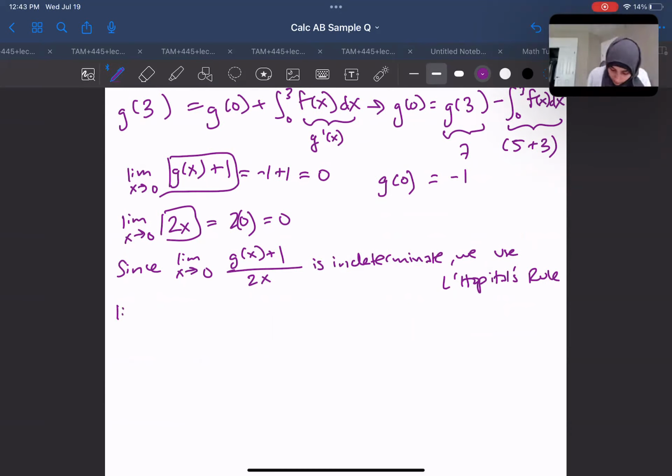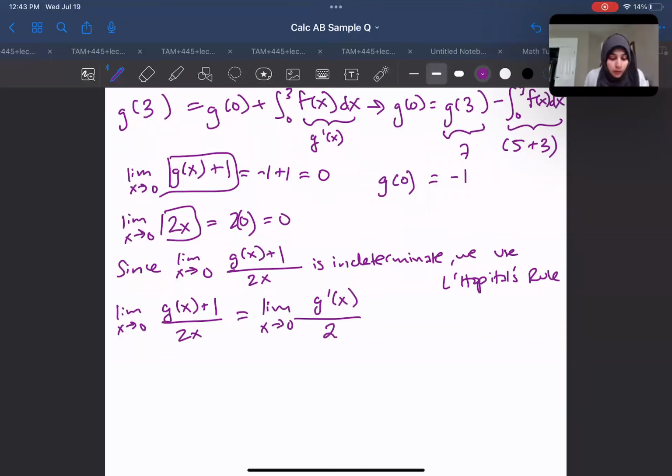Okay, so we have the limit as x approaches 0 of g of x plus 1 over 2x. I'm going to take the derivative of my numerator. So that's going to get me g prime of x. And the derivative of my denominator is 2. Since g prime of x is f, that's going to be f of x over 2, which just gets me f of 0 over 2, which equals 0. Going to go ahead and put a bold box around that.